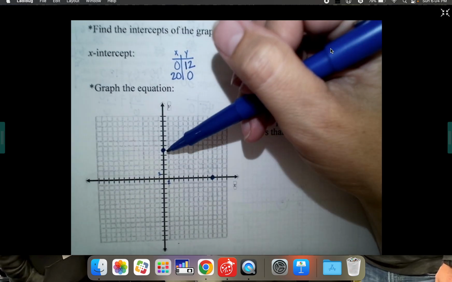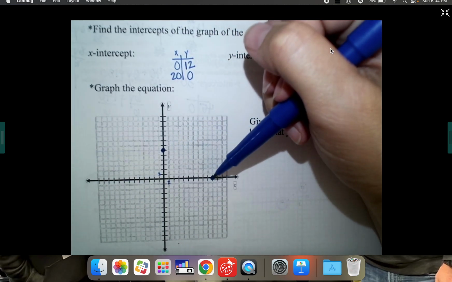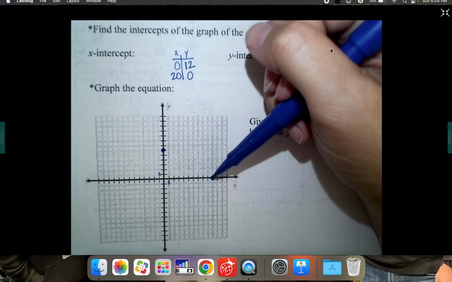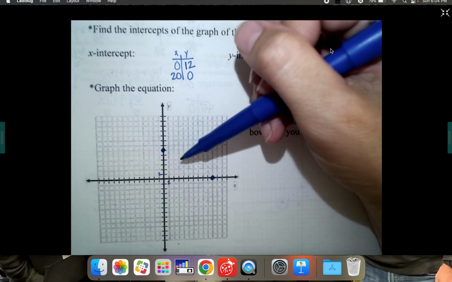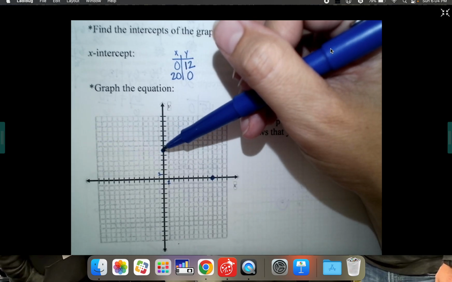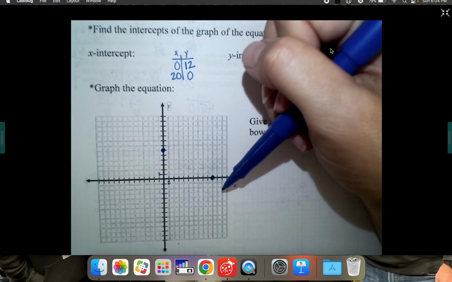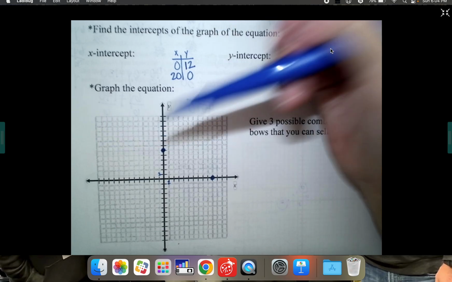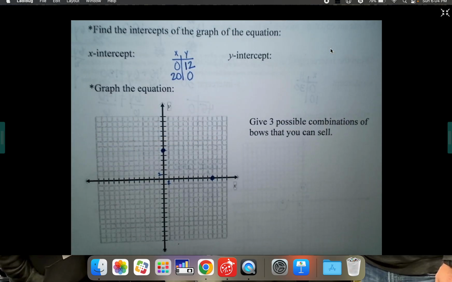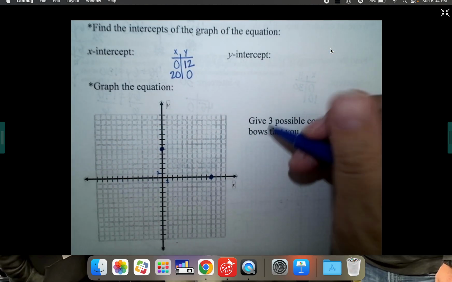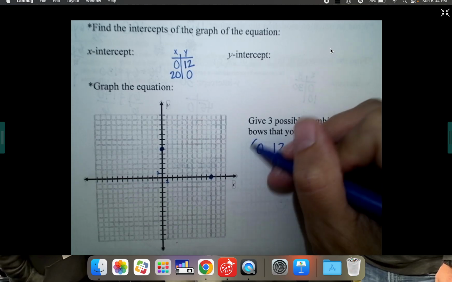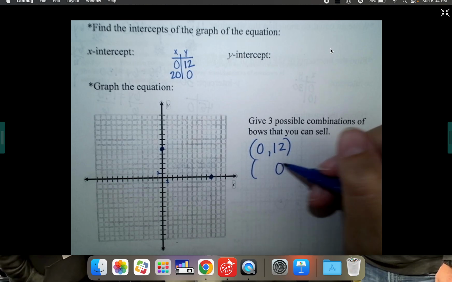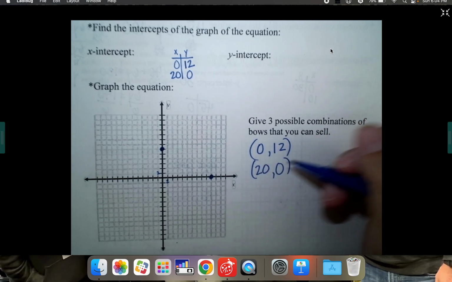I'm also not going to connect them because I wouldn't have a partial bow. You're not going to sell somewhere in between amount of bows. You are going to have dots in between, but you're not going to connect it with a line, and you're not going to have arrows on each end because you're not going to have negative amounts of bows. So we have 2 possible combinations. If you sell 0 small, you would need to sell 12 large. If you sell 0 large, you would need to have 20 small.